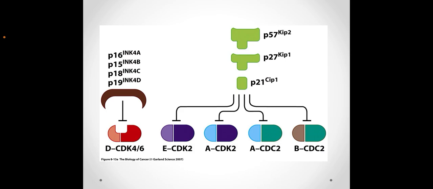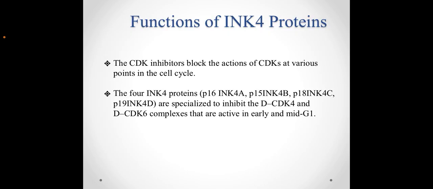The INK4 family includes P16 INK4A, P15 INK4B, P18 INK4C, and P19 INK4D. These all inhibit the D-cyclin CDK4/6 complexes. Whereas P57 KIP2, P27 KIP1, and P21 CIP1 block the passage throughout the remainder of the cell cycle, such as the H CDK2, A CDK2, A CDC2, and B CDC2 complexes.